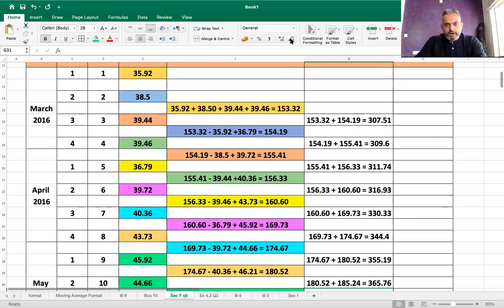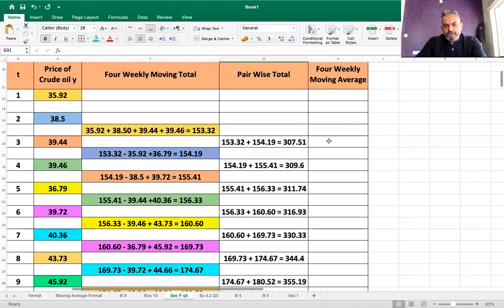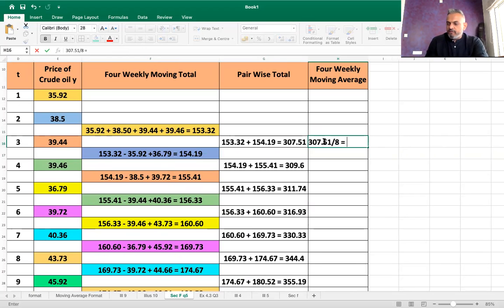Now we have already got all these numbers. Now we move ahead to find the 4 weekly moving average. For that, here these are 4 numbers, and here also 4 numbers, so we have to divide by 8. So 307.51 divided by 8 is equal to 38.438, so 38.44.